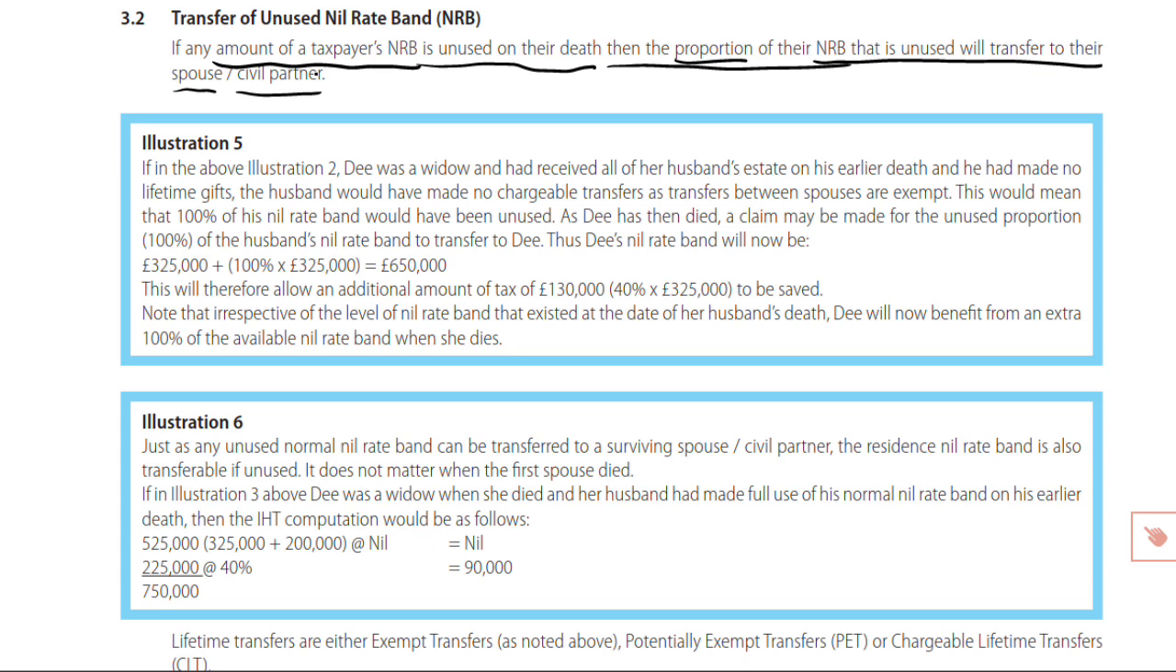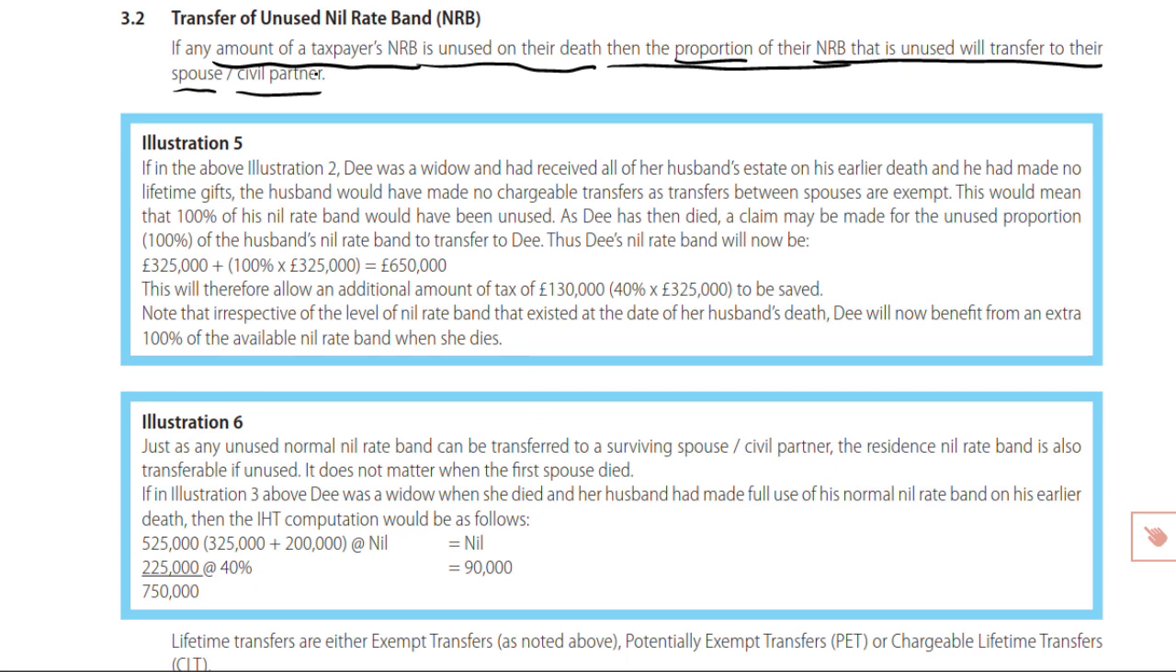And whatever the nil rate band may be at that date, whether it's 325 or any bigger figure, if I have used none of it, then 100% unused nil rate band will transfer across to her. And then, sadly, when she dies, and presumably leaves it to the children, she will get not just her nil rate band at whatever figure it is at the date of her death, she'll get an extra 100% on top of that. So she'll get 200% of the then available nil rate band.